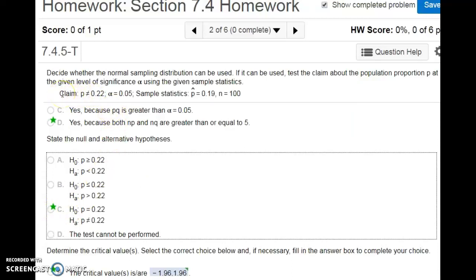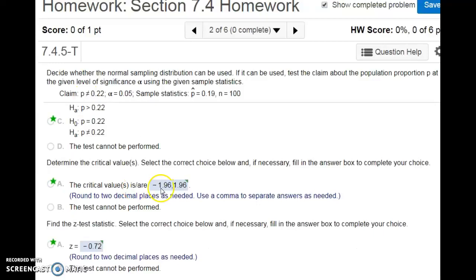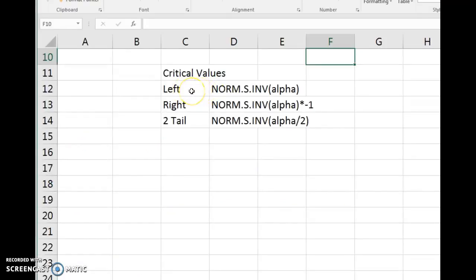You're going to state your null and alternative based off the claim, whether it's greater than or less than or not equal to. And then for critical values, we're back in the normal distribution. So use those functions in Excel. So to find the cutoff line for a certain percentage in the tail, here are the functions we use. We enter that percentage, which is alpha. This example is a 2-tail, so I'm going to use that one.